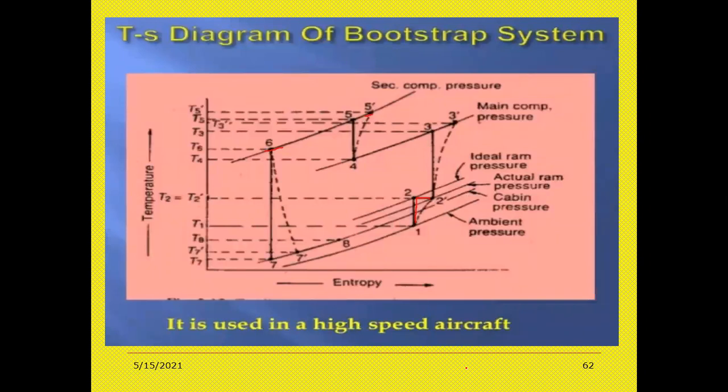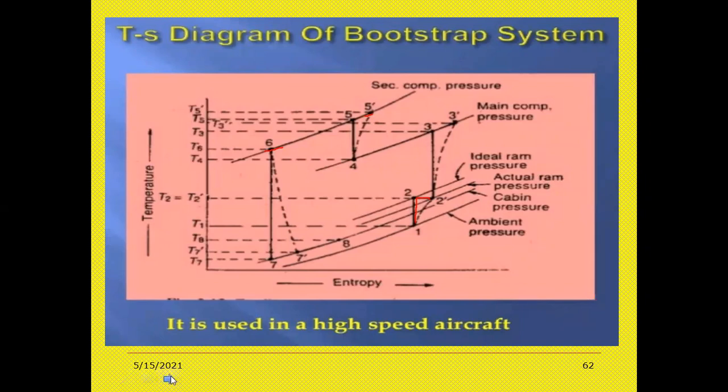temperature-entropy diagram of the bootstrap air refrigeration system. So simply draw the x-axis entropy, y-axis temperature. Here T1, T2, T3, T4, T5, T6, T7. So here you are having points 1, 2, 2 dash, 3 dash, 3, 4, 5, 5 dash, 6, 7, 7 dash. Got it? This is the case in the bootstrap type of system.